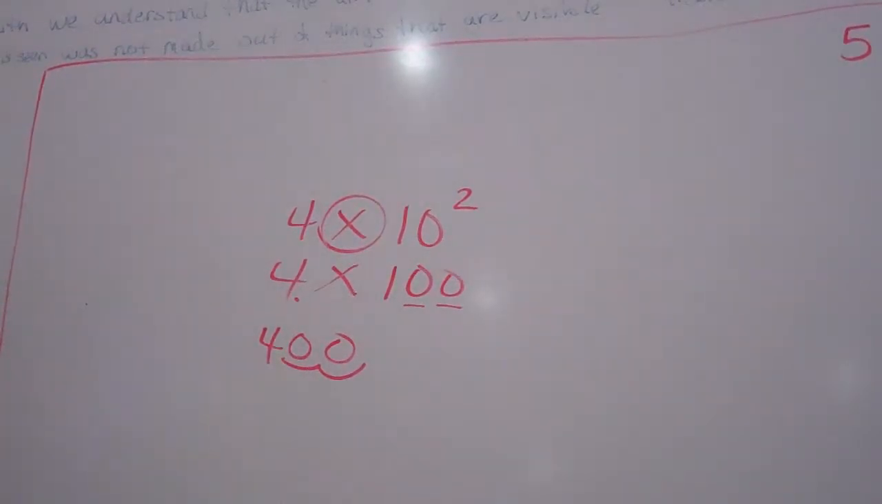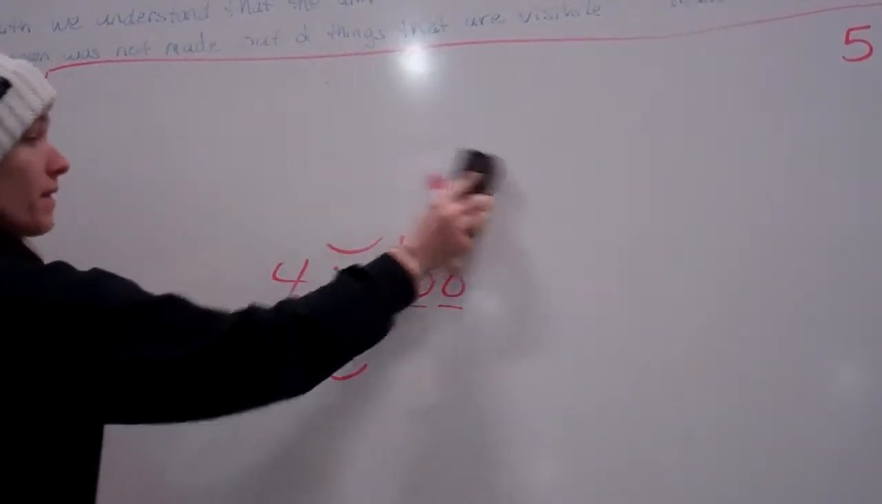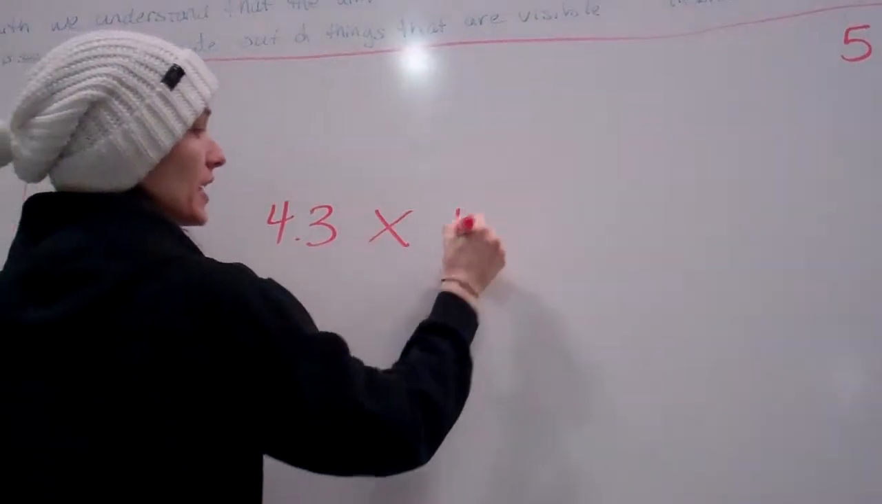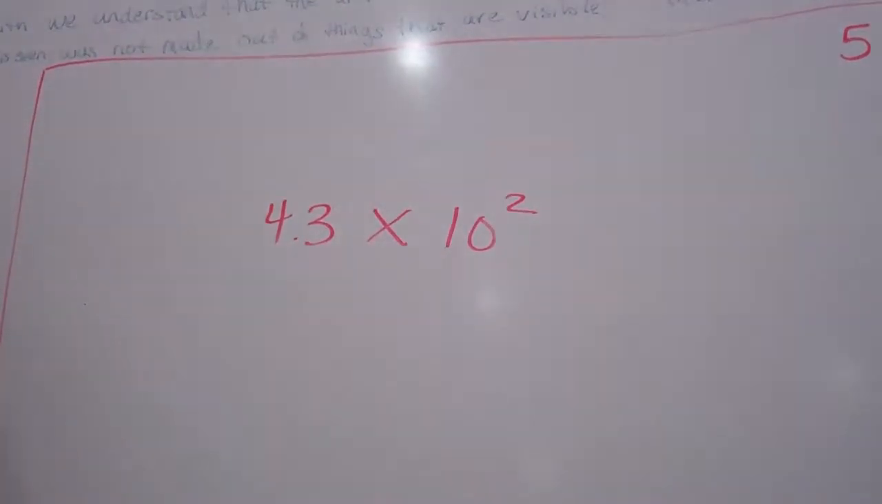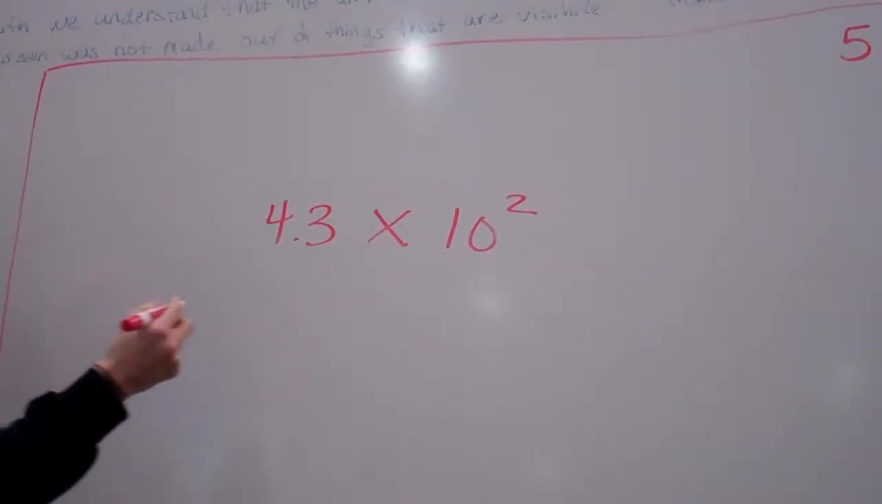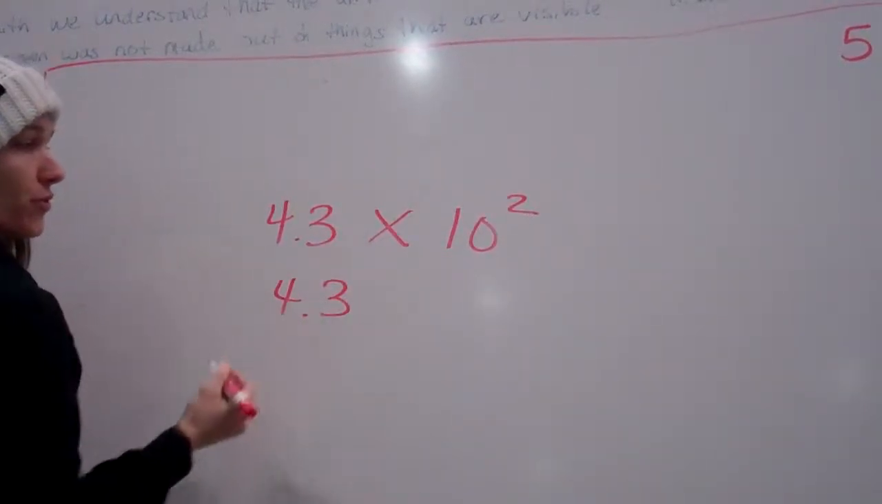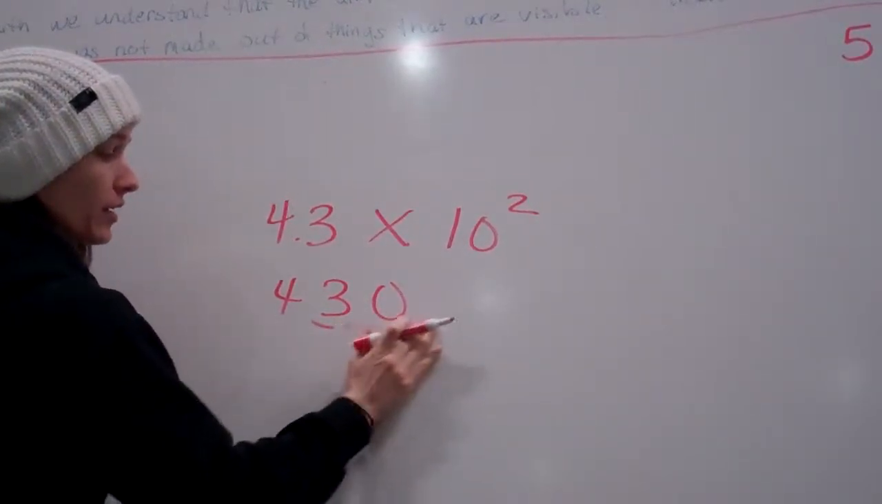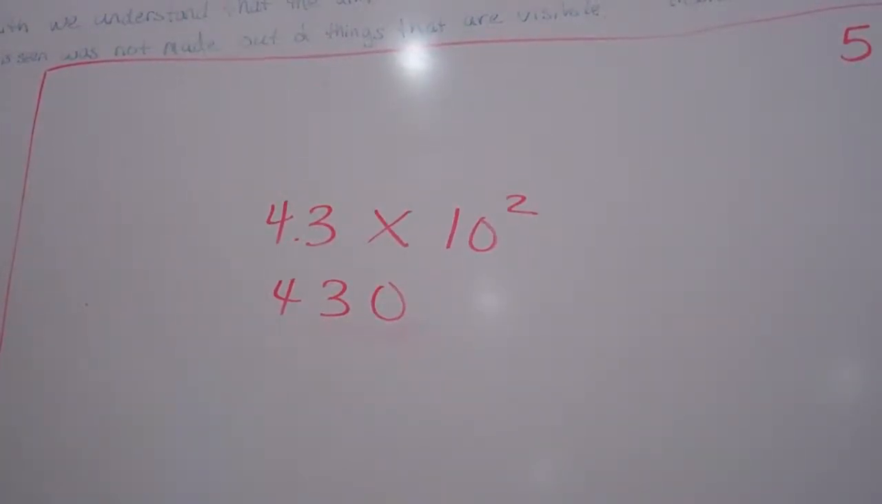All right. What if, this is another review, I have 4.3 times 10 to the second power. Who remembers what we're supposed to do? Move the decimal. How many places? 2 places to the right. So 4.3 would become 430. So that's just a quick review.